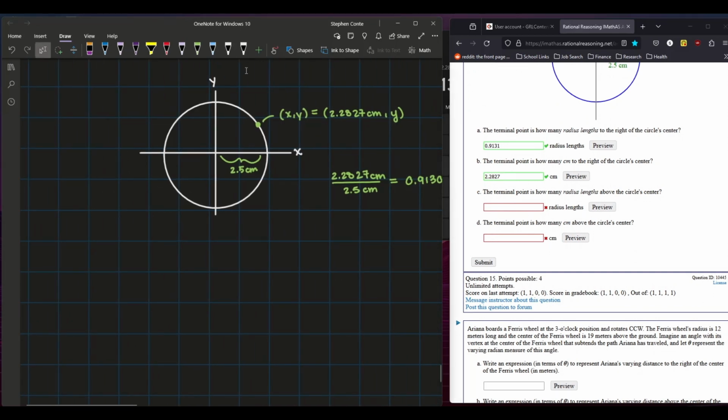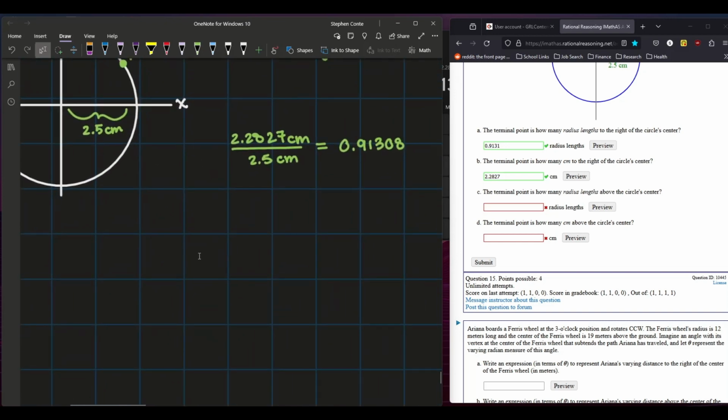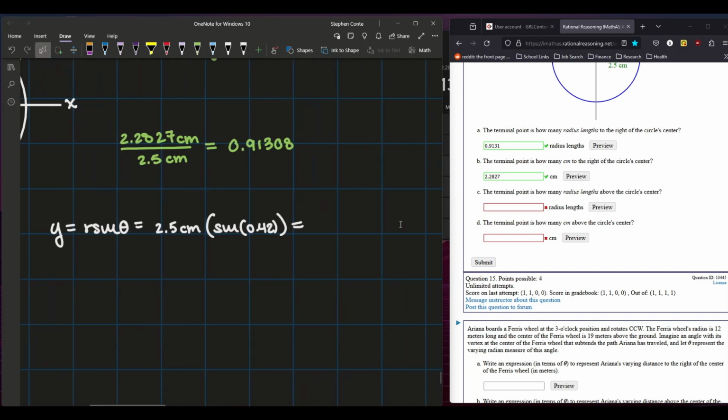So that is where the y values come in. And if we look up here, we know that y is equal to r sine of theta. So in order to figure out what y is, you can just plug in the same way we just did. Our radius is 2.5, and it's taking sine of 0.42 in radians. The output here, 2.5 sine 0.42, is 1.0194.